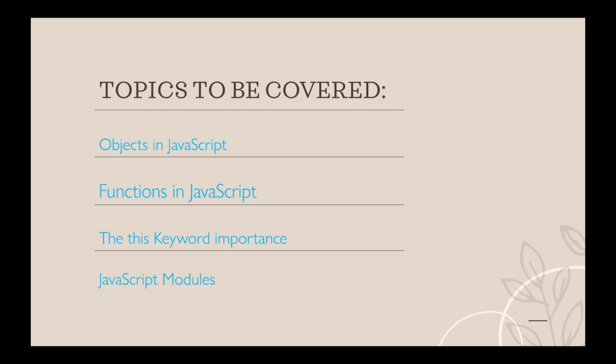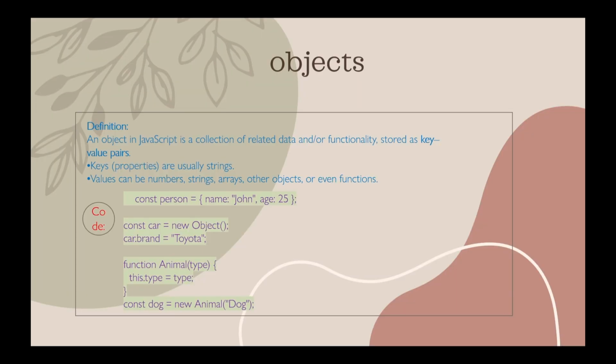And coming to objects, an object in JavaScript is a collection of related data and is stored as key value pairs. Keys are generally strings. The values can be numbers, strings, arrays, other objects, or even functions. Here is an example of how we can declare objects, as shown in the below code. You can see here an object is created using curly brackets.